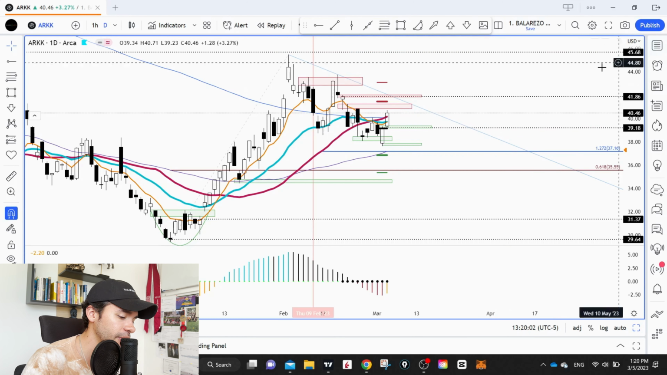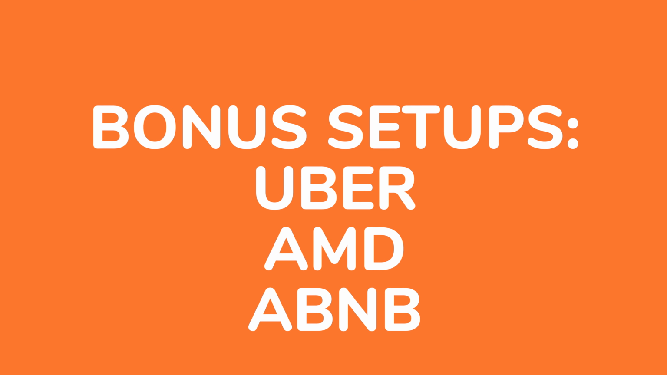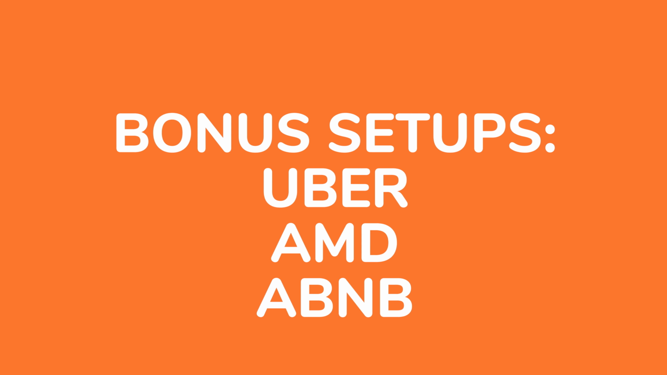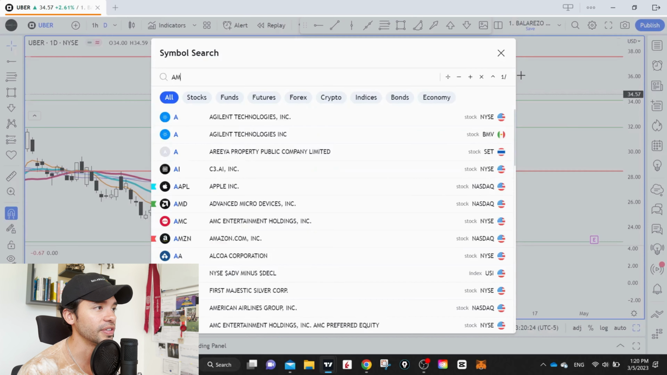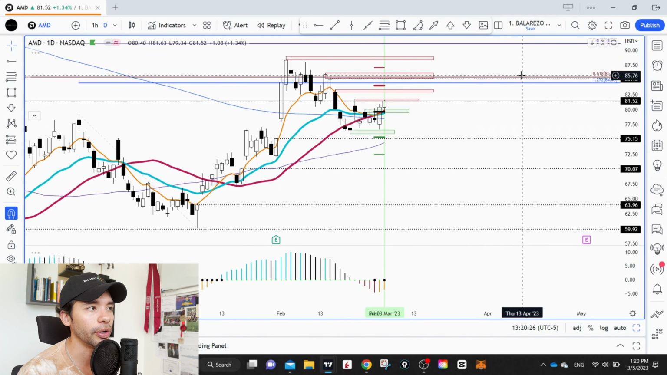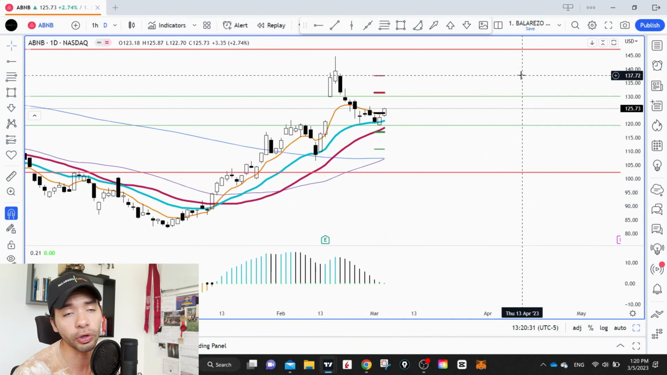And some other setups that I think look pretty nice. I haven't done much technical analysis there, but I think Uber, if you happen to like these names, Uber is looking pretty nicely. And besides Uber, the other name that I was watching, just give me one second, was Airbnb. Airbnb is also looking pretty nicely.